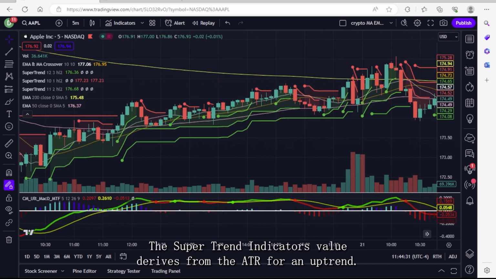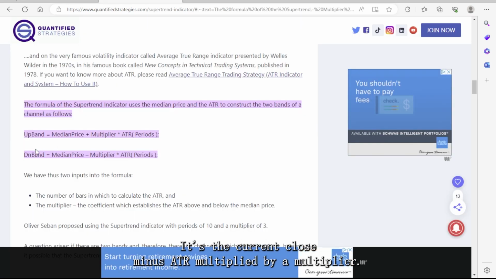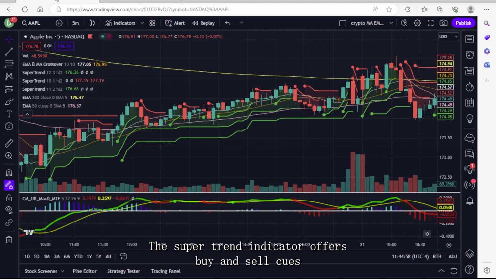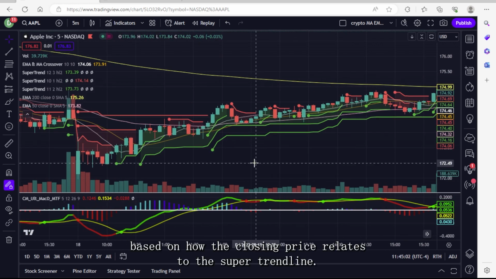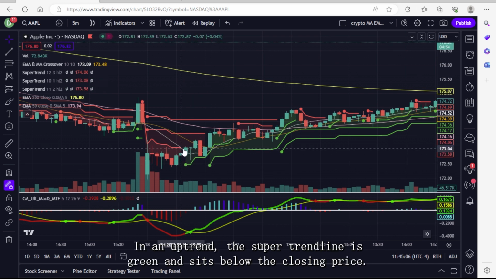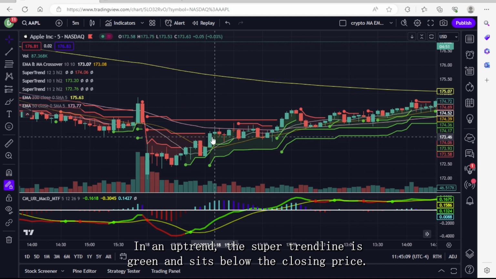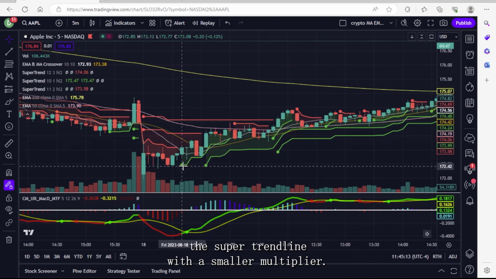The SuperTrend indicator's value derives from the ATR. For an uptrend, it's the current close minus the ATR multiplied by a multiplier. The SuperTrend indicator offers buy and sell cues based on how the closing price relates to the SuperTrend line. In an uptrend, the SuperTrend line is green and sits below the closing price. The buy signal emerges when the closing price surpasses the SuperTrend line.